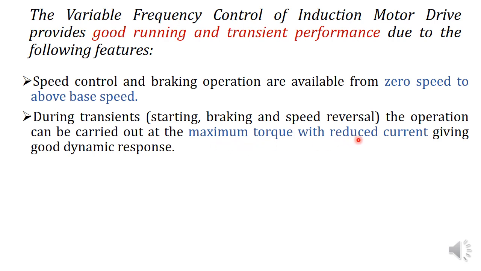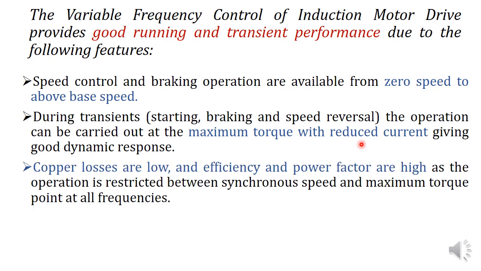We will discuss later why the current is less. Next point is the copper losses are low, and efficiency and power factor are high, as the operation is restricted between the synchronous speed and the maximum torque point at all frequencies. So this is the reason why the current is less. If the machine is operated between these two points, it will be drawing a small amount of current. If you are operating the machine beyond maximum torque, that is the breakdown torque point, the current will be high.